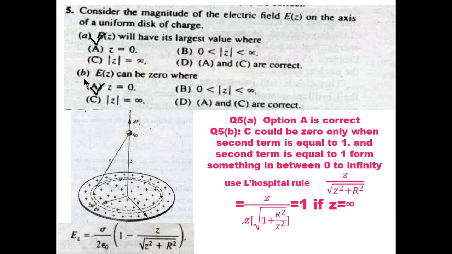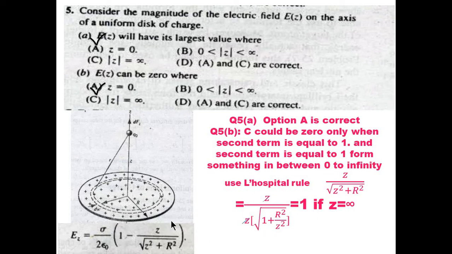So question 5 option B: EZ can be 0 where? Where could it be 0? At z is equal to 0? If I put z is equal to 0, then it has its largest value, so option A is not possible here. Is 0 less than z less than infinity a possible value? No, this is also not possible. C could be 0 only when the second term is equal to 1, right? If this is equal to 1, then we have 1 minus 1, you get 0.